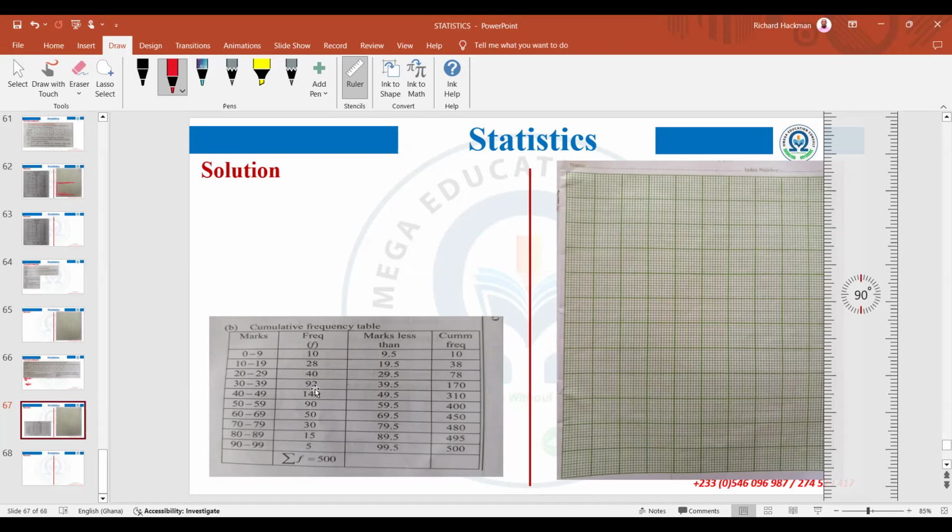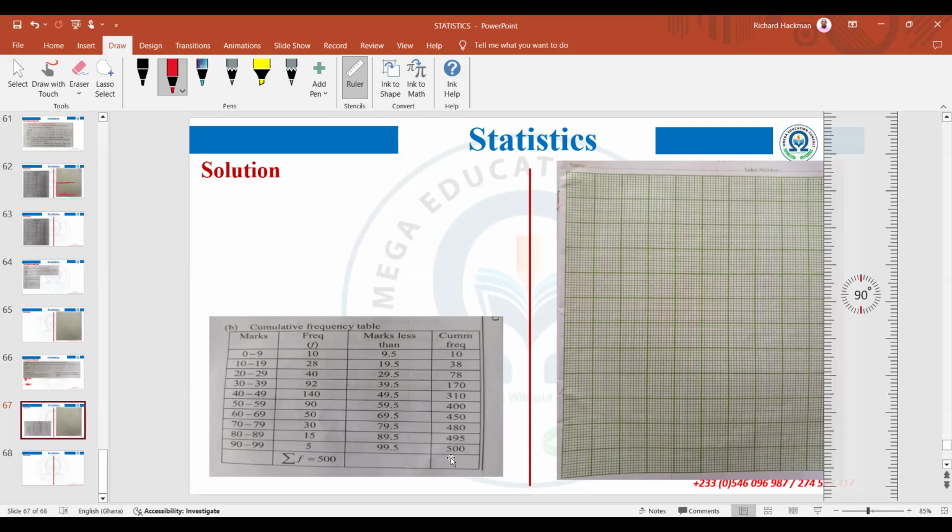So here, all that you need to do, you keep on summing. So the next one, marks less than 29.5. You come and add 40. So you add all the marks here. You add 40 to 38, and that will give you 78. I hope I'm clear now. Yes, please. So you keep on adding.